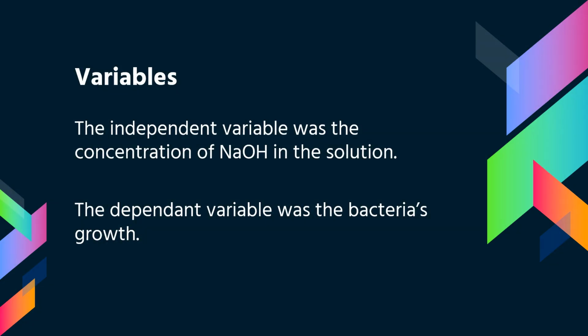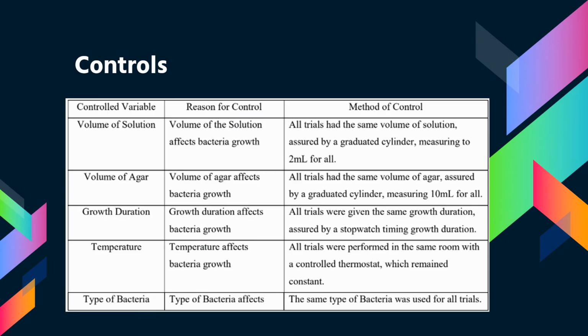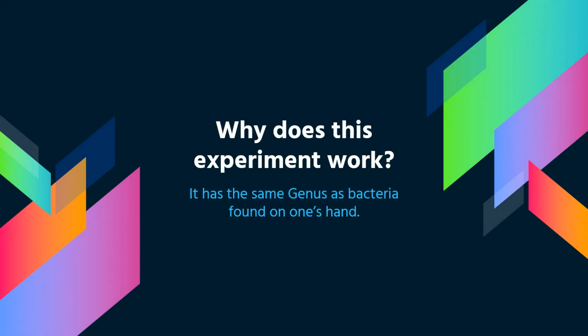Variables. The independent variable was the concentration of sodium hydroxide in the solution. The dependent variable was the bacteria's growth. Controls. It would take me a while to go in depth on each control, so I made this chart if you would like to go through it yourself. This means that they will react similarly to the sodium hydroxide.